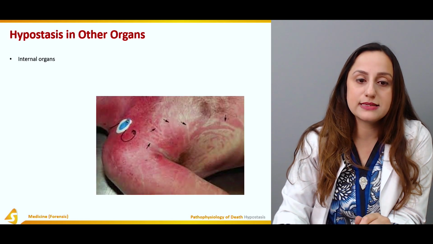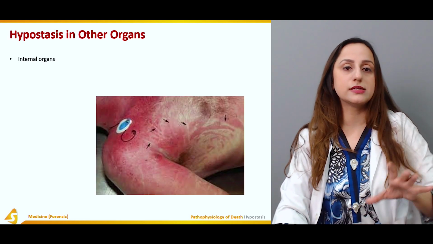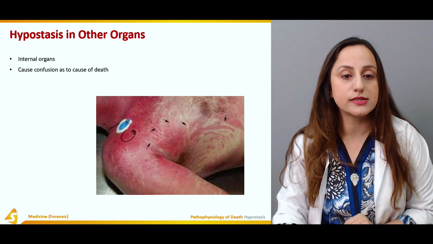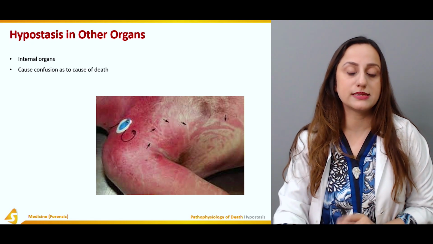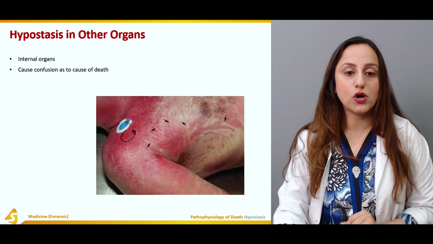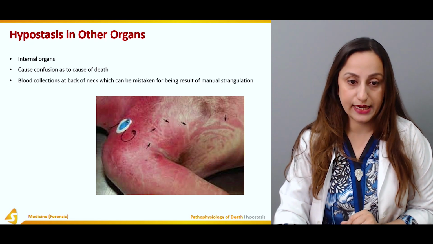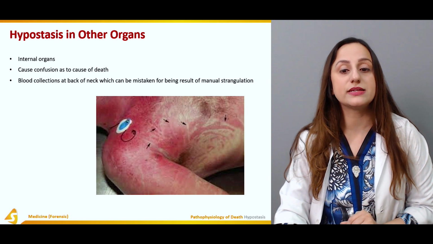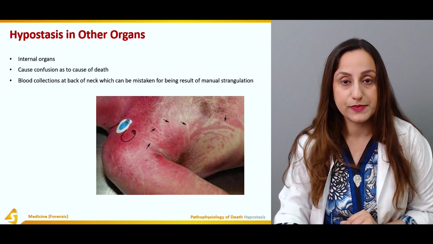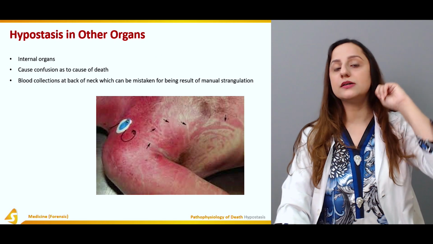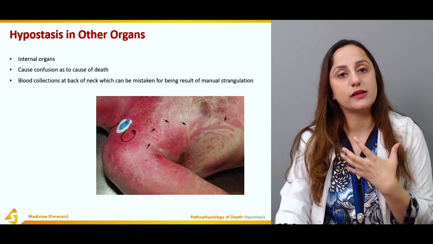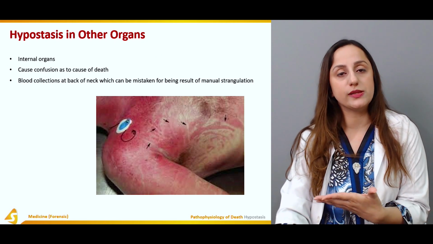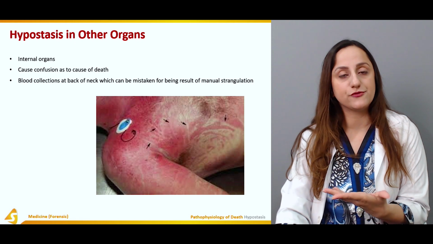Now, hypostasis in other organs, a lot of other organs, for example, the internal organs, are also in stasis of the blood. It causes confusion as to the cause of death. Blood collections at the back of the neck can be mistaken for being a result of manual strangulation. So if you find hypostasis marks on the neck, it can be confused with manual strangulation, and that we have to keep in our mind.